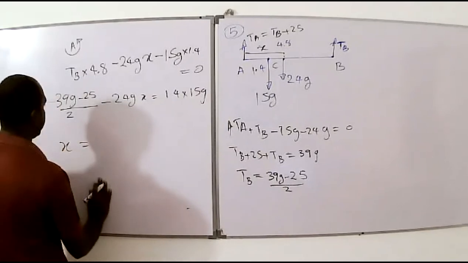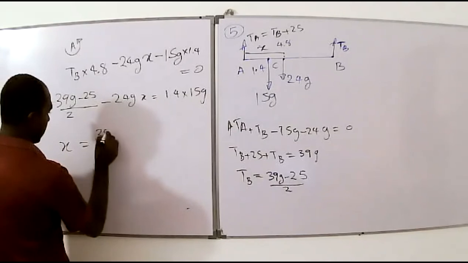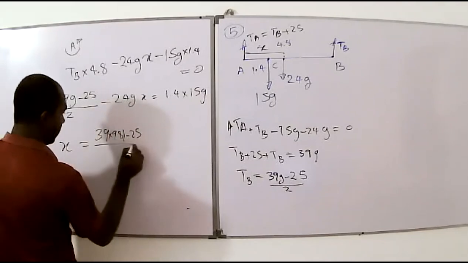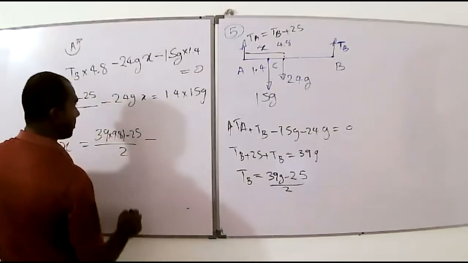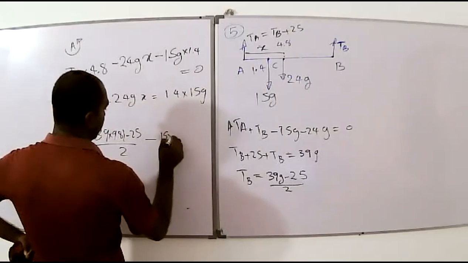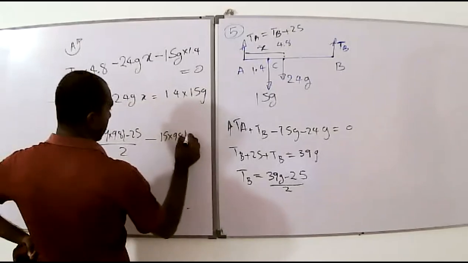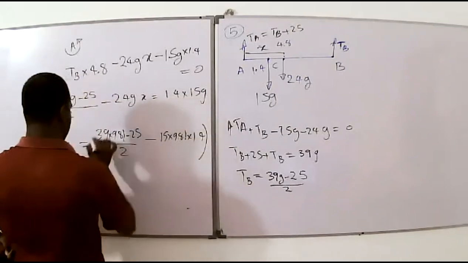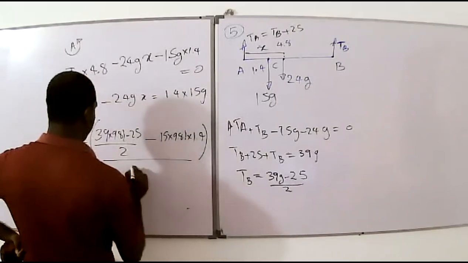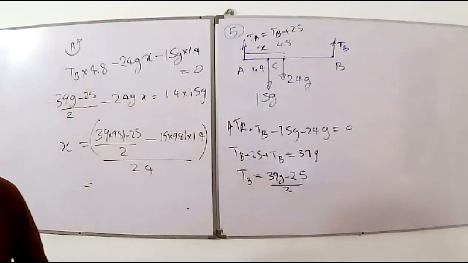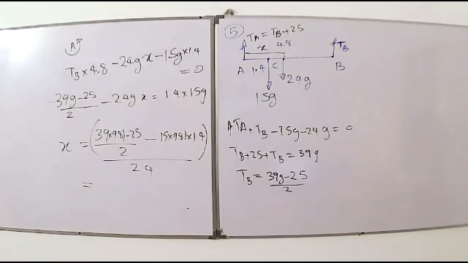So I will have again 39 into 9.81 minus 25, divided by 2, minus this thing. Actually, I need to take it to the other side: 15 into 9.81 into 1.4. This total we have to divide by 24. What value are you getting? Comment your answers for how much you got for X.